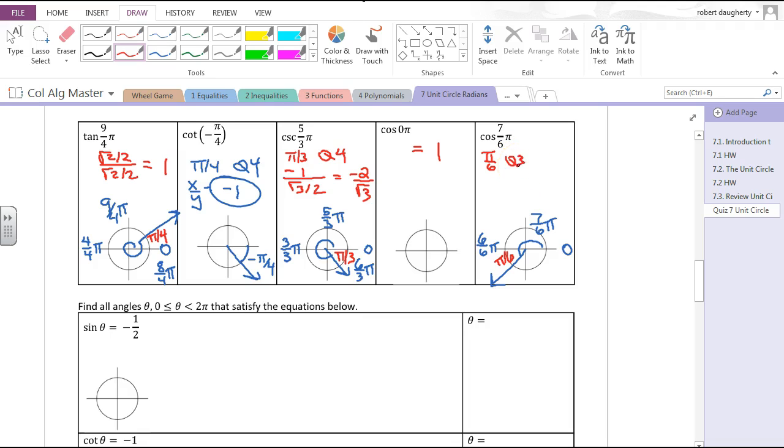Cosine is your x value. What's the x value at pi over 6? It's square root of 3 over 2. You're in the third quadrant. The cosine is negative. Okay? That's it for the first kind of problem.